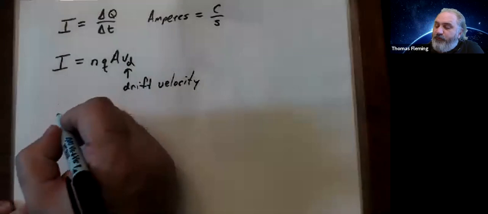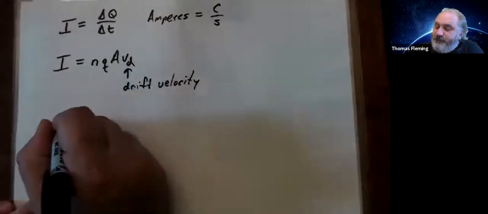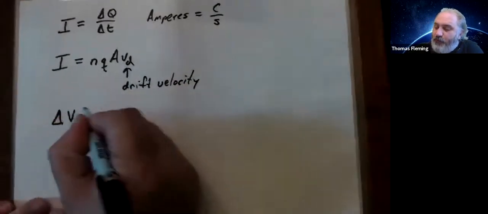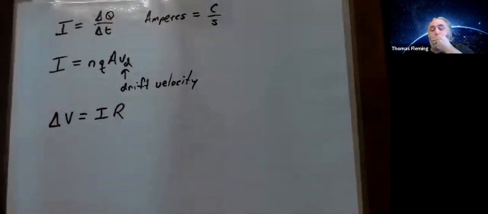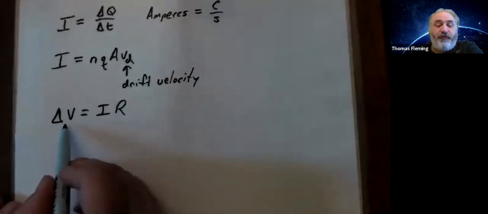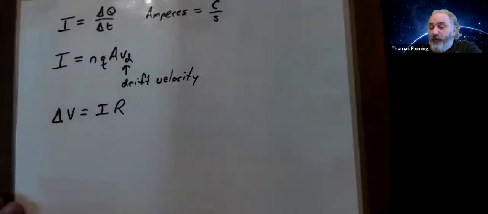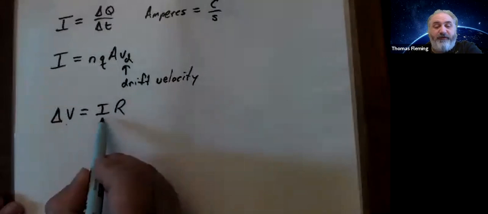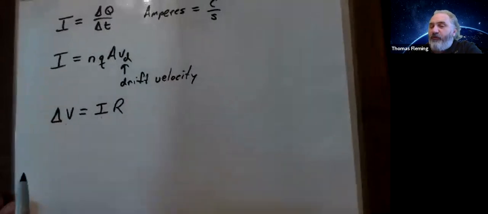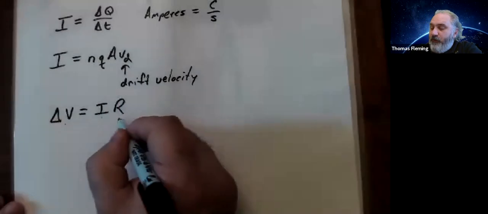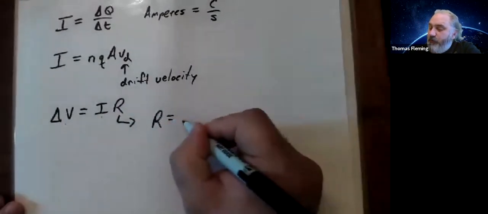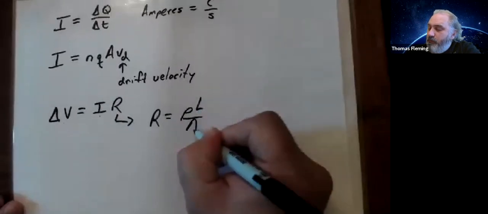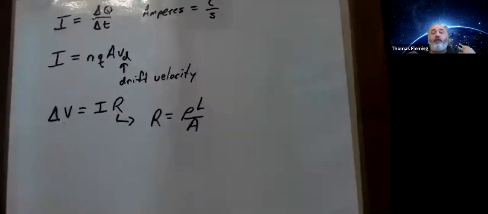And we found that for an applied voltage, the larger the voltage you apply from one side of the wire to the other, the larger the current that you get. And the constant of proportionality that related those two things was the resistance. So those are all the concepts that we ran through the other day.